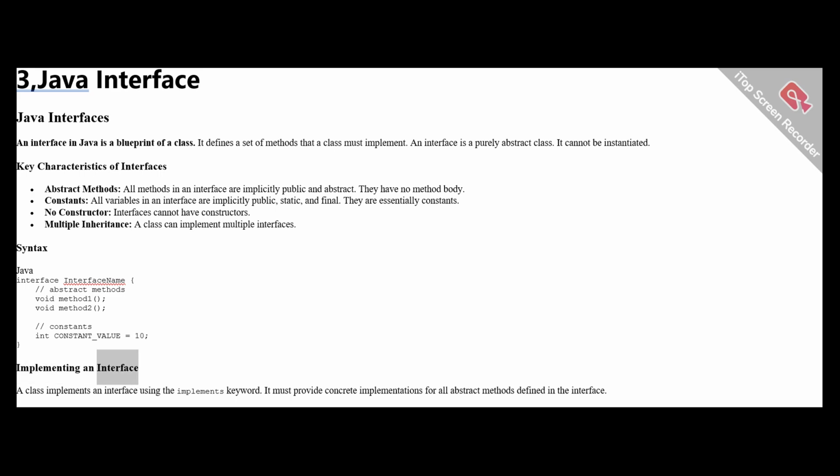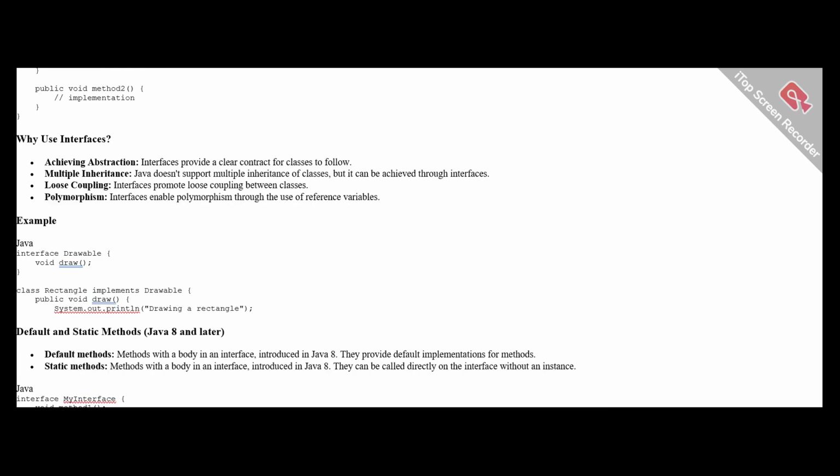Implementing an interface. A class implements an interface using the implements keyword. It must provide concrete implementations for all abstract methods defined in the interface. Java. class MyClass implements InterfaceName, public void method1, // implementation, public void method2, // implementation.